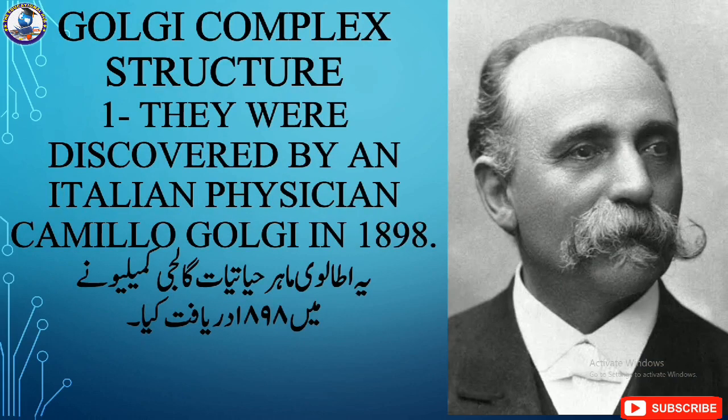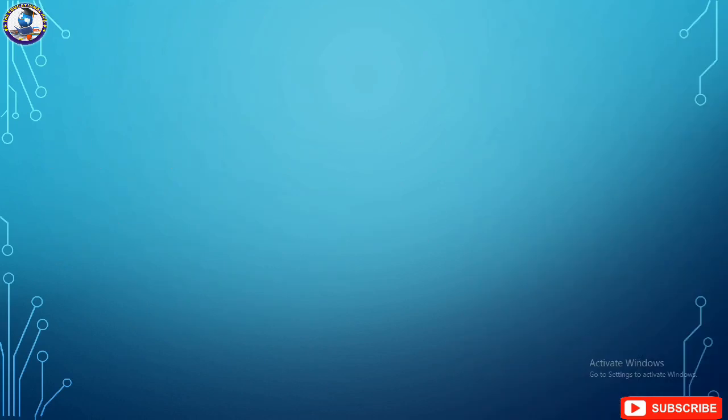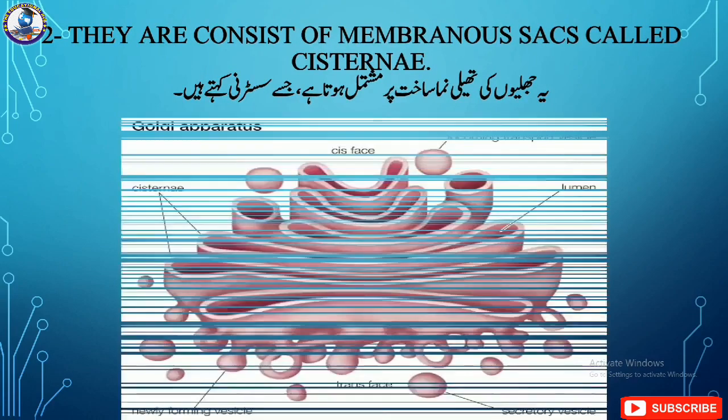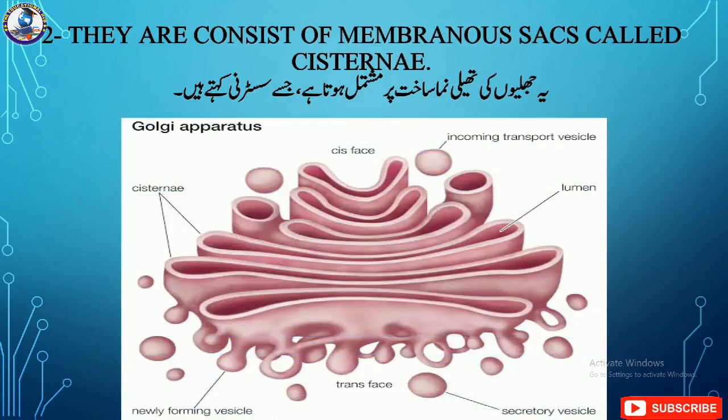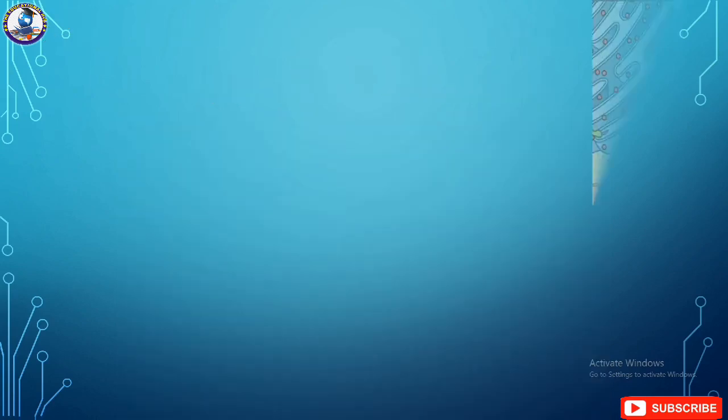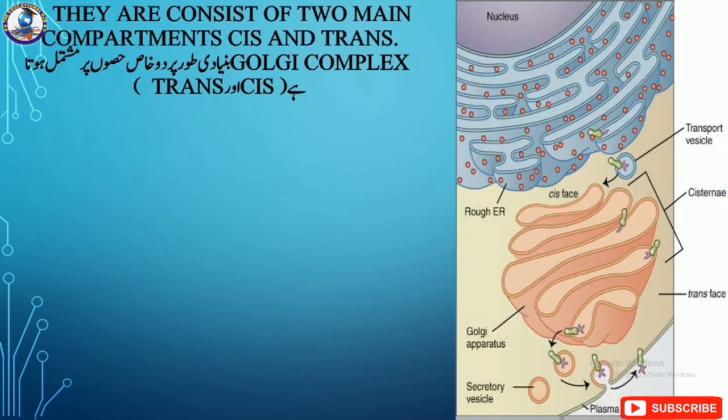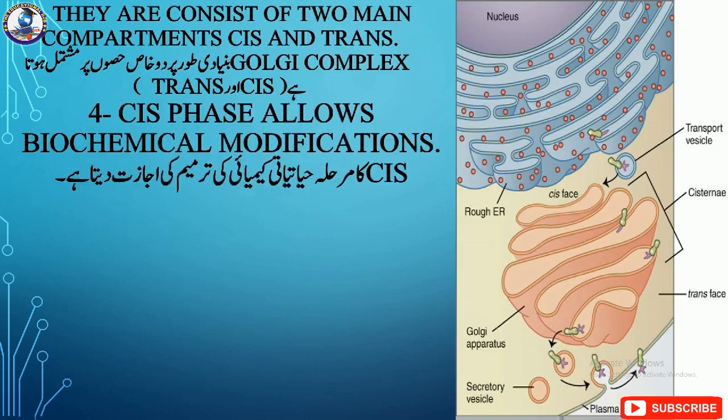So now we will discuss the Golgi complex, which is also known as Golgi apparatus. First of all, Golgi complex or Golgi apparatus was discovered by an Italian physician, Camillo Golgi, in 1898. It consists of membranous sacs called cisternae. Golgi apparatus consists of two main compartments. Number one is cis and the second is trans.